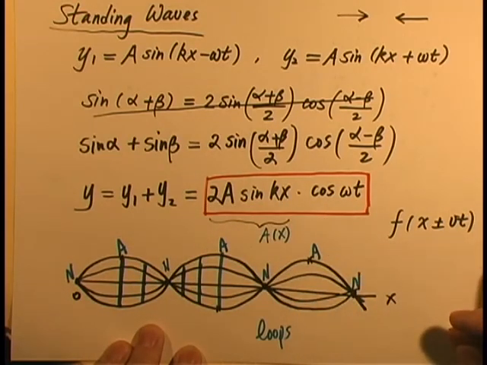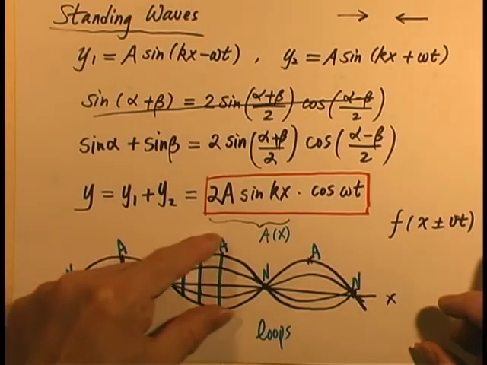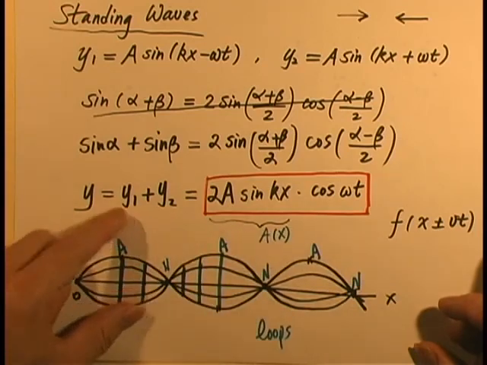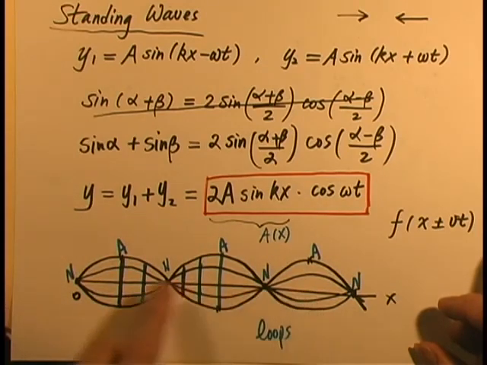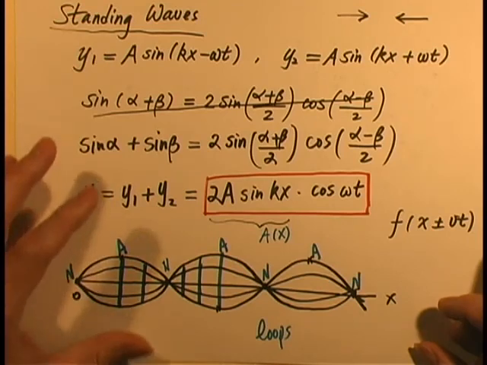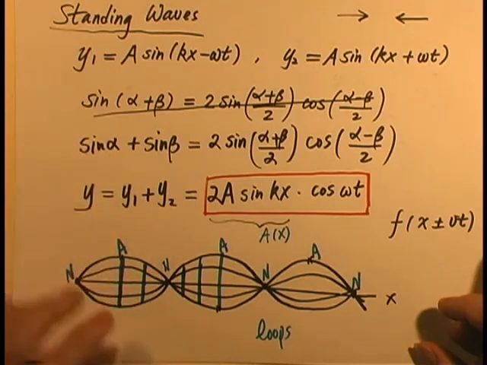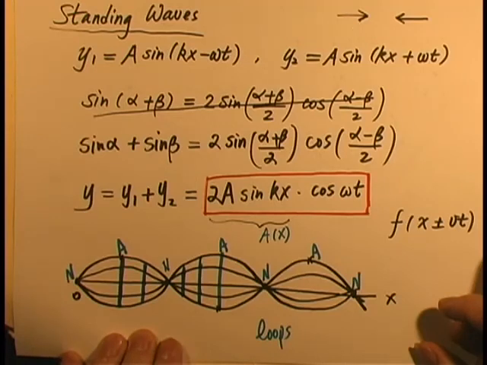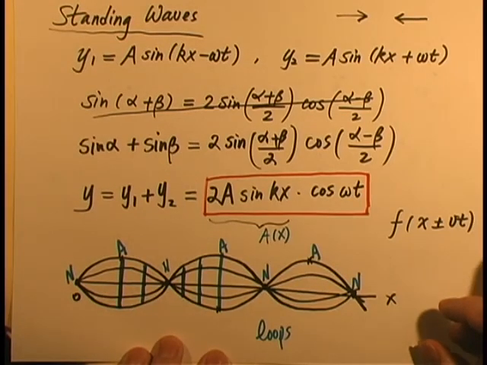So you find that the pattern of oscillation no longer propagates either this way or that way. Rather, you got these loops which will never shift position. Within each loop, you got strings oscillating up and down, up and down, up and down, with various amplitude depending on where that segment is. This is why it's called a standing wave.